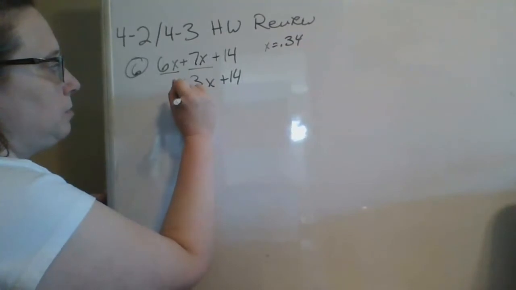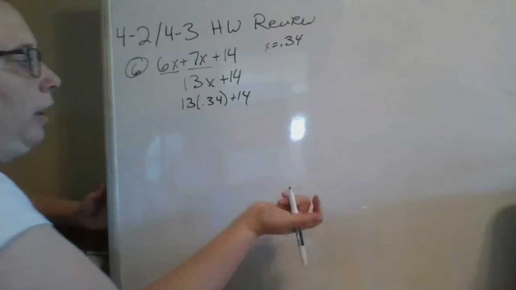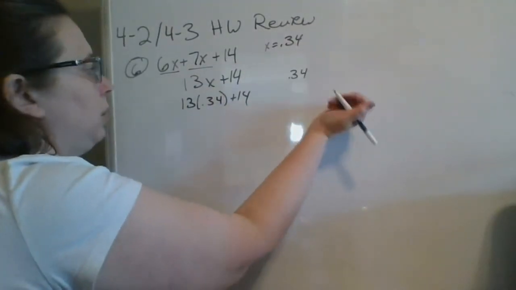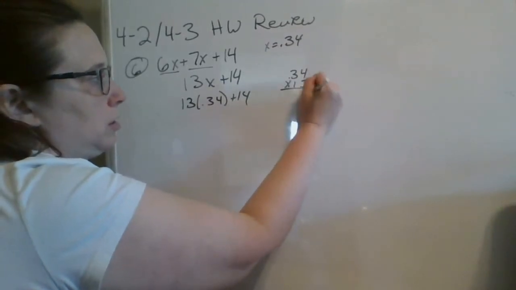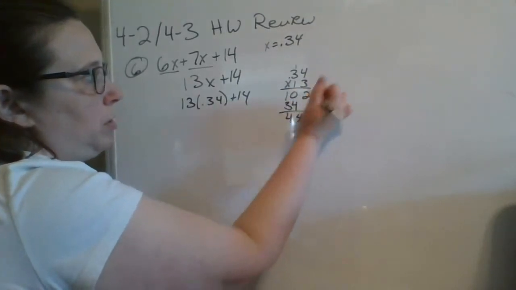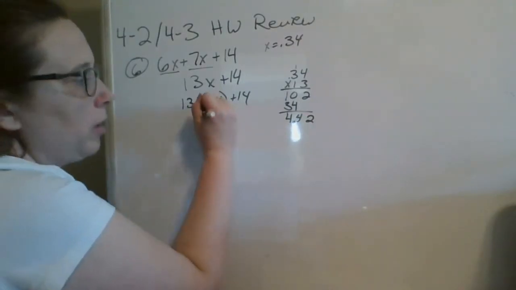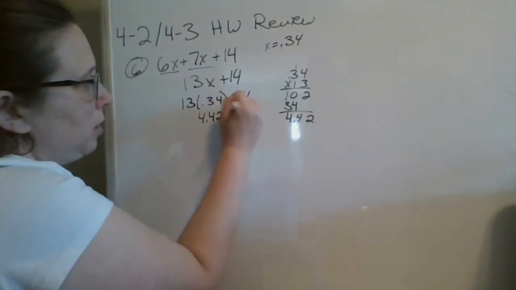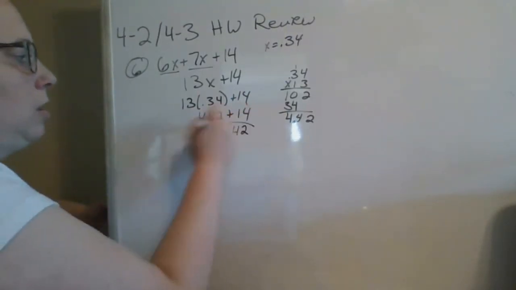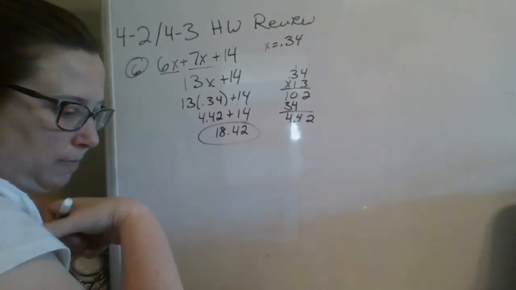So now I can substitute for X. And I work my order of operations now and say I have 34 hundredths times 13. And I'm going to add those up. How many decimal places did I have in my problem? I put that many in my answer. So I have 4 and 42 hundredths plus 14, which will be 18 and 42 hundredths. My final answer for number 6 is 18 and 42 hundredths.